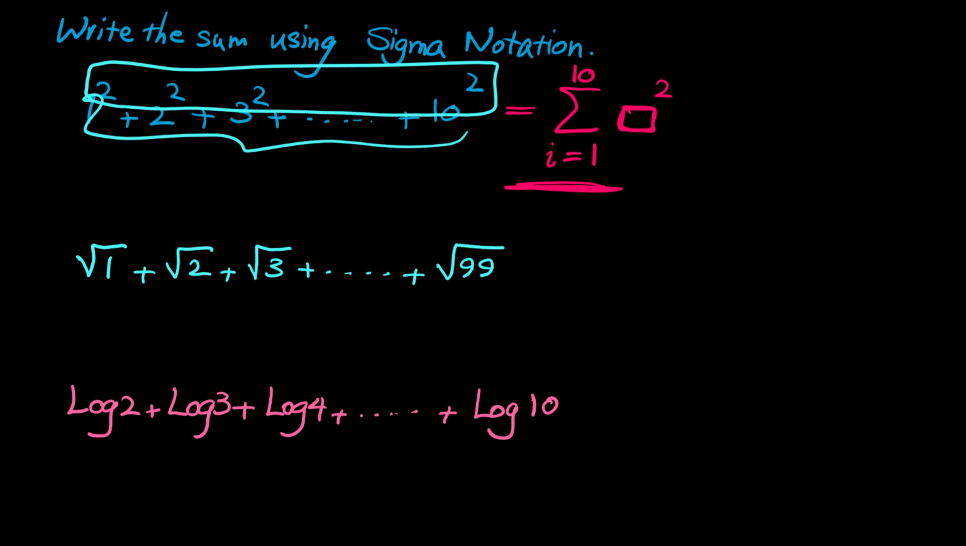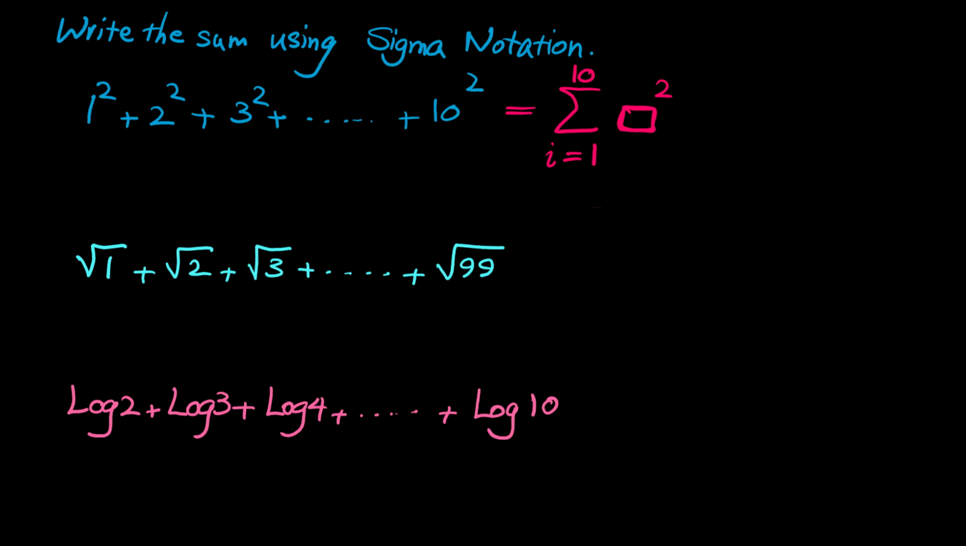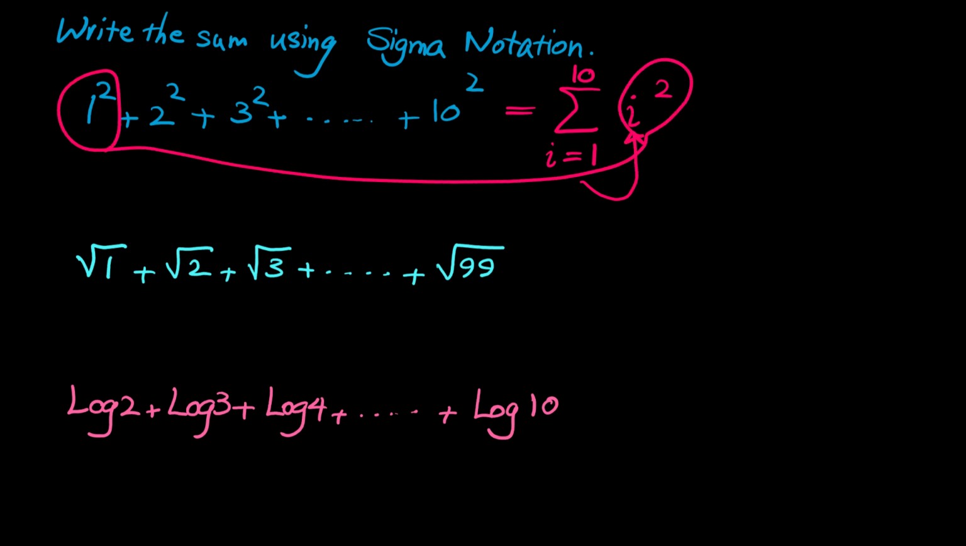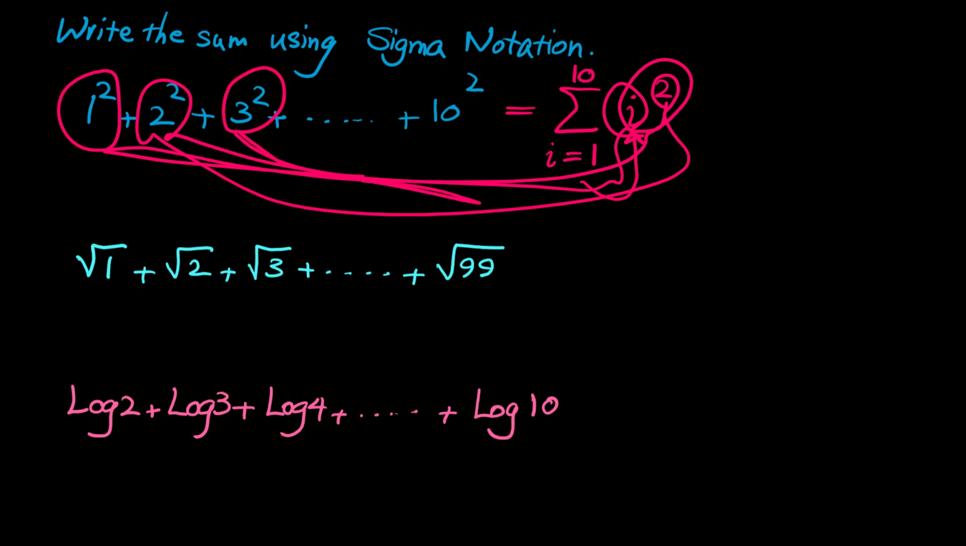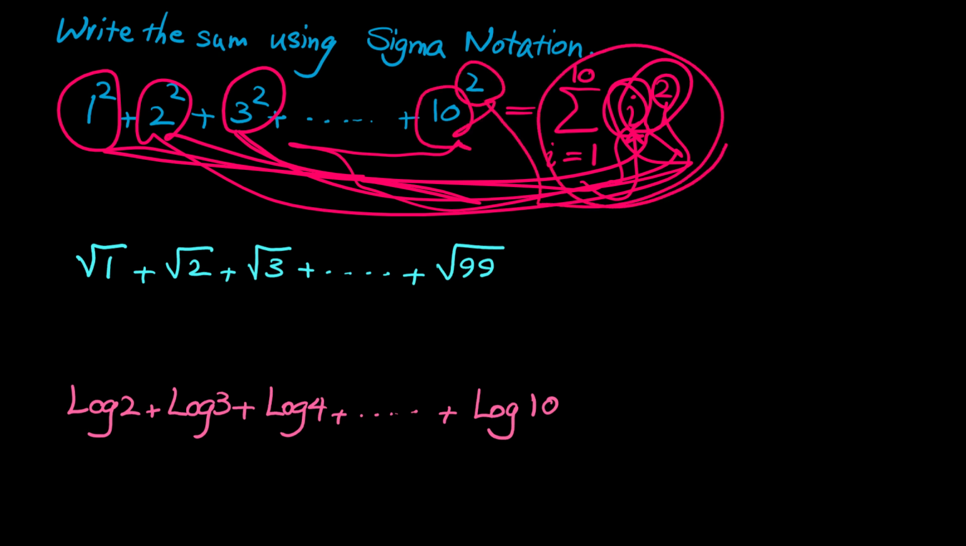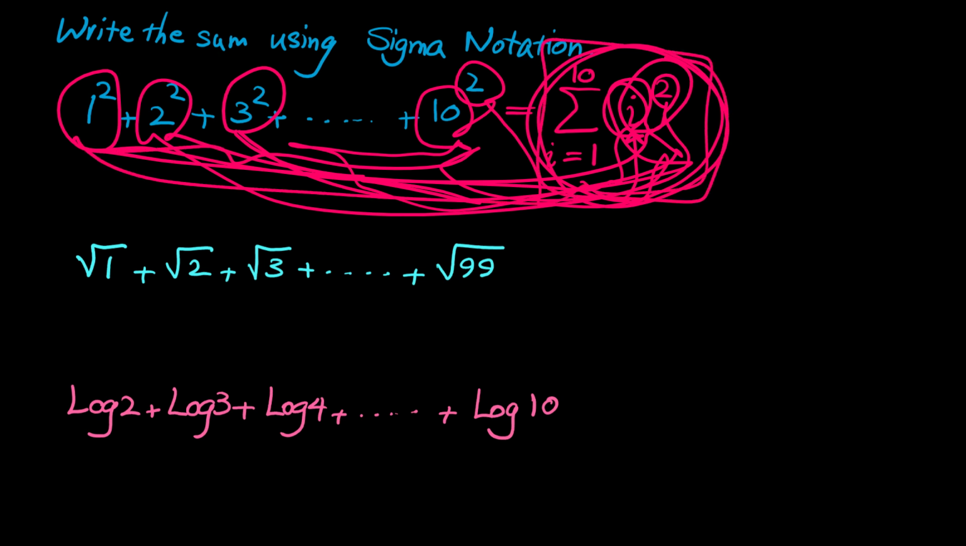What is that box? That box is the index of the sigma. So here we have to write i to the 2. When i is 1, we have 1 to the 2. Then i is 2, 2 to the 2. Then i is 3, 3 to the 2. And finally, the last term is 10 to the 2. So this sigma shows this sum in a shorter format.